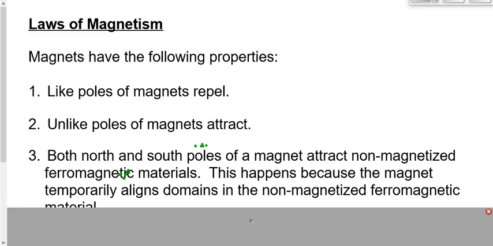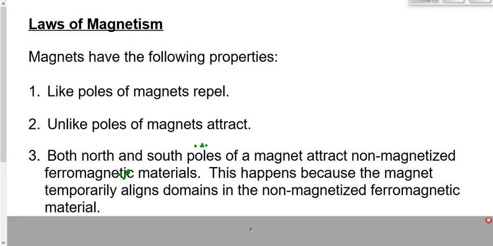And it happens because when he brought that magnet nearby the leg of the desk, it caused the domains in the leg of the desk to become aligned with the magnet that he already had, the fridge magnet, the permanent magnet. It temporarily aligns the domains in the non-magnetized ferromagnetic material. It's important to mention this, the non-magnetized ferromagnetic material. Because if Dryden brought that fridge magnet near a piece of paper, what would happen? Nothing. You can't align the domains in a piece of paper because there aren't any there.